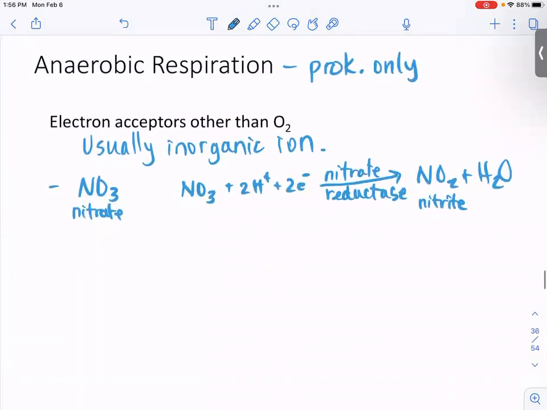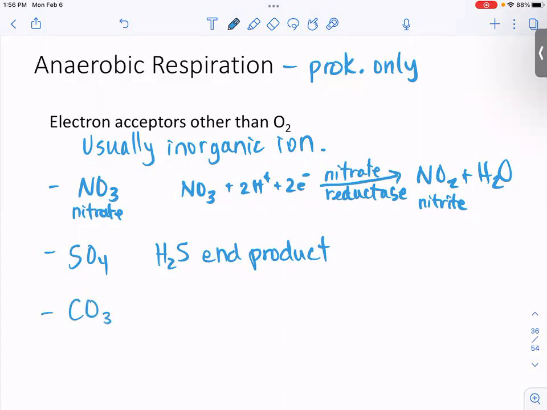Some other examples of final electron acceptors, something like sulfate. And here, hydrogen sulfide is the end product. We are in lab going to be testing for the presence of hydrogen sulfide way at the end of the semester. Hydrogen sulfide is that gas that, if you've ever been to Yellowstone, smells like rotten eggs, that really sulfury, nasty smell. That's bacterial, a result of some anaerobic respiration done by bacteria.